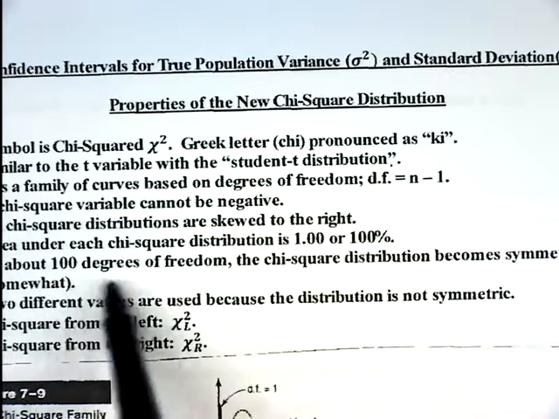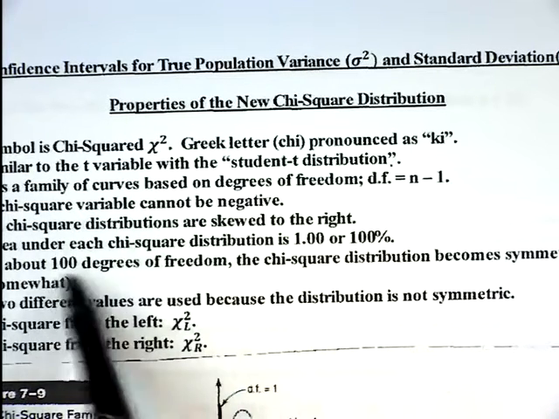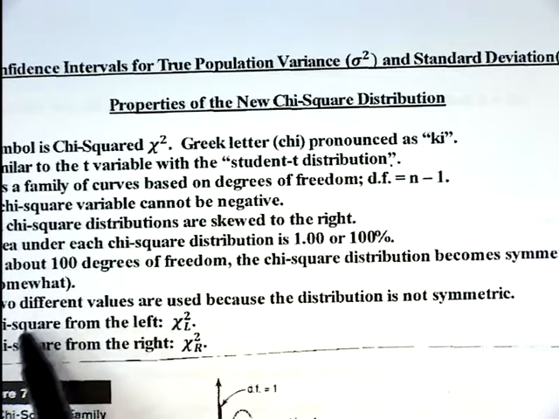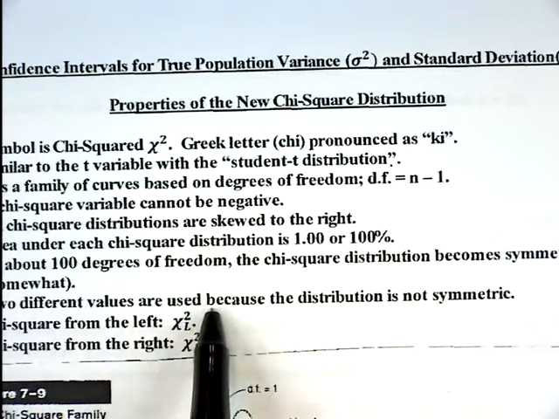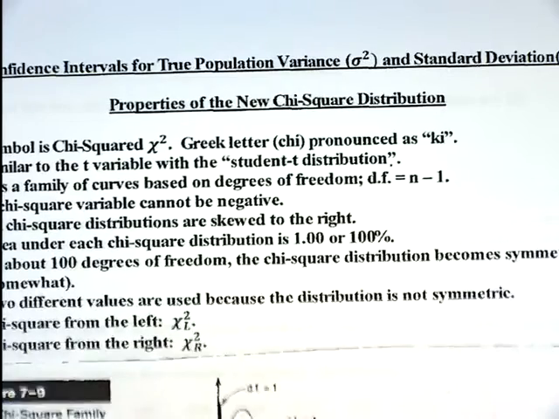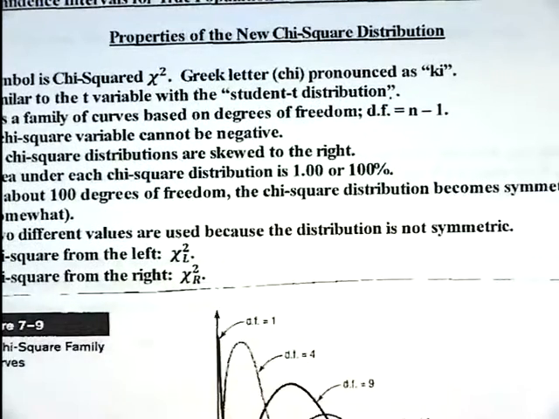At about 100 degrees of freedom, and that means your sample size was 101, the chi-square distribution becomes more and more symmetrical or normal. Two different values are used with these confidence intervals because the distribution is not symmetrical, and it's called chi-square from the left and chi-square from the right. Capital L means left, capital R means right.